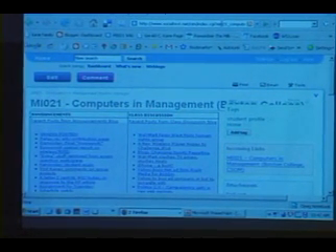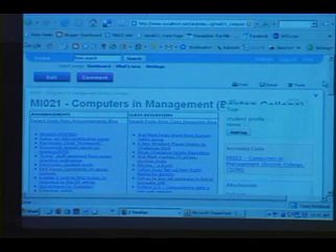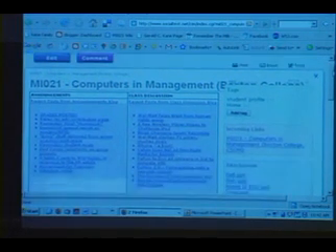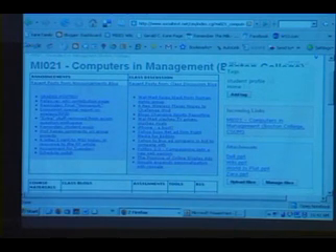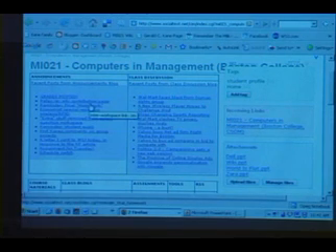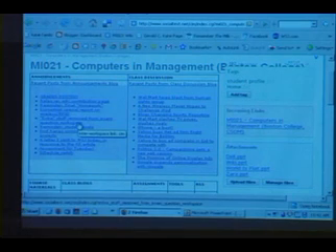socialtext.net/CIM is computers and management. And I'll just sort of breeze through what we do here. Can you see it up there? Okay, yeah. So these are actually blogs or discussion boards that we can sort of synthesize into the main page.